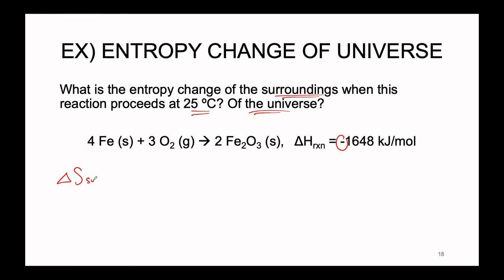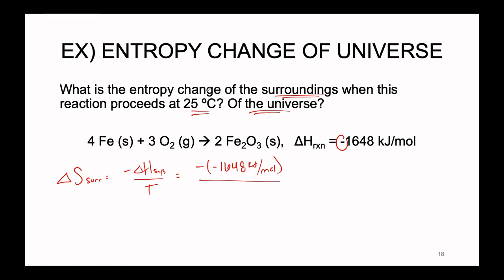So the entropy change of our surroundings is equal to the negative enthalpy change of the system, all divided by T. Now the trick here is going to be observing the units to make sure that everything works out, not just with the entropy change of the surroundings, but also that of the universe. So if we plug in the enthalpy of the reaction, a negative of a negative 1648 kilojoules per mole, we will then take that and divide it by our temperature.